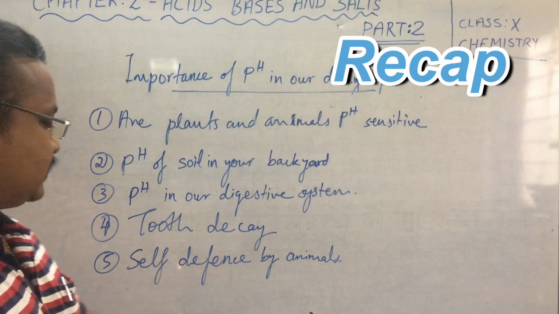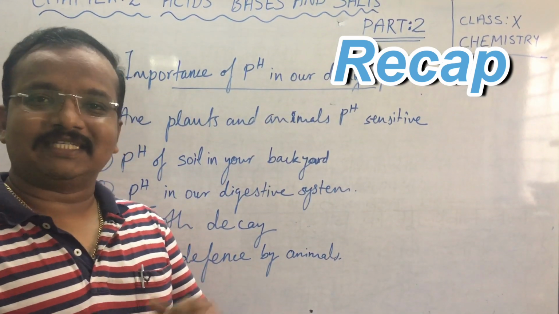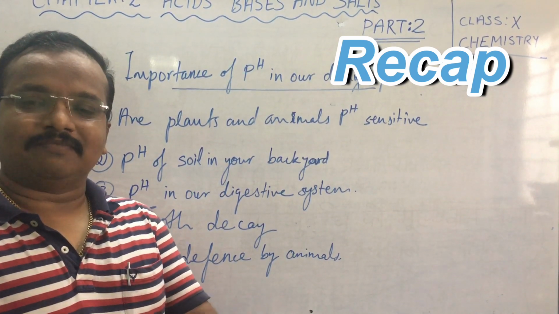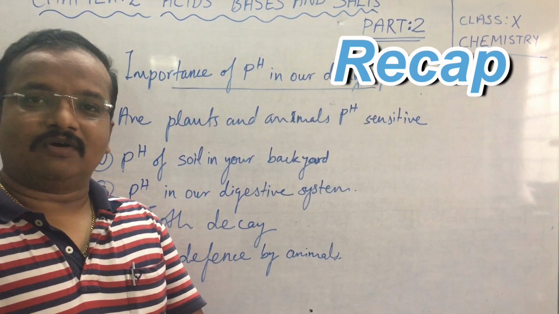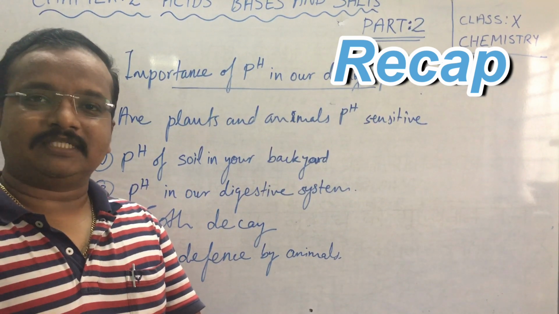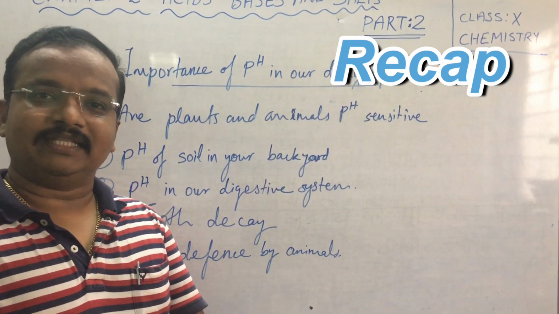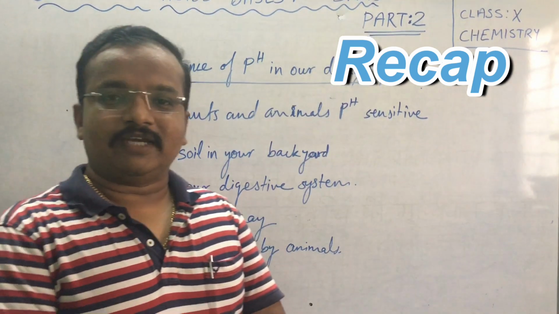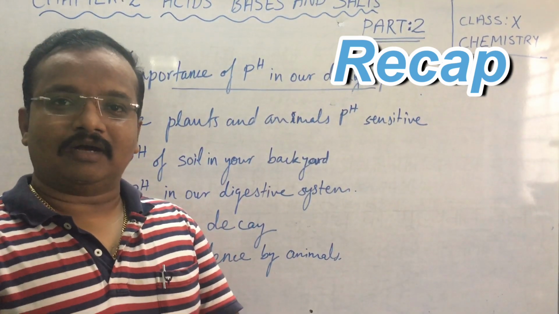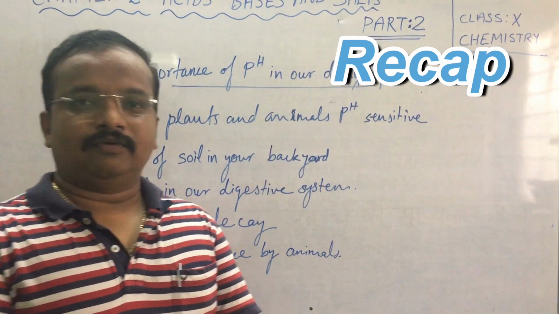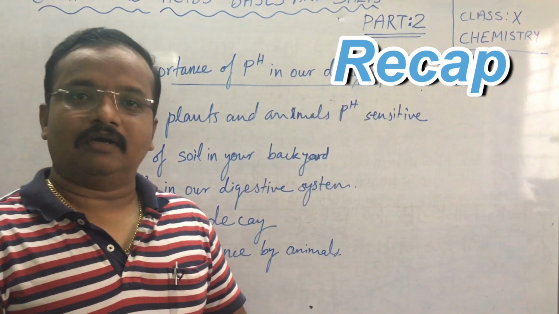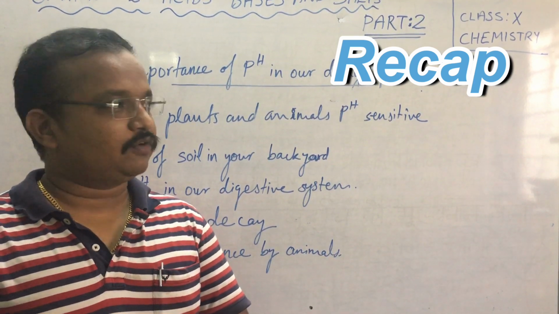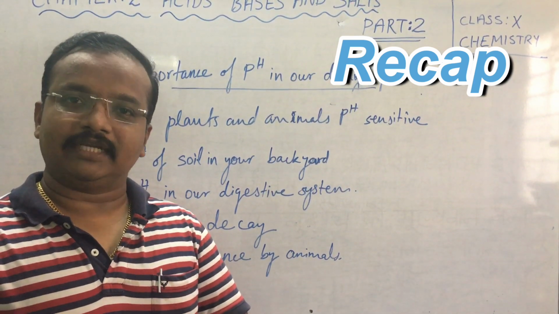Last one is self-defense by animals. Animals sting our body with some sort of methanoic acid or acidic substance, and they defend themselves. So these are the topics. Apart from this, we have discussed how pH can be calculated. We have also discussed pH and the importance of pH. The rest of the topics we will be including in the next module.